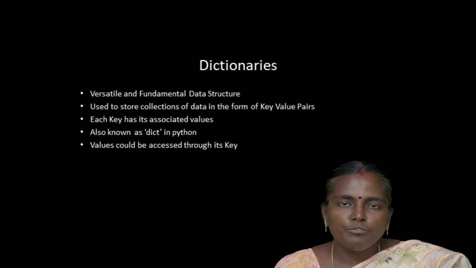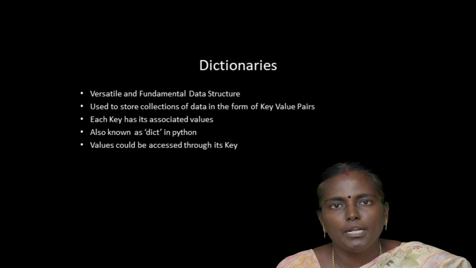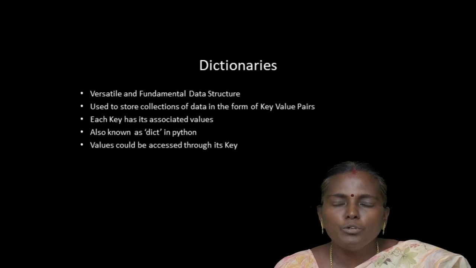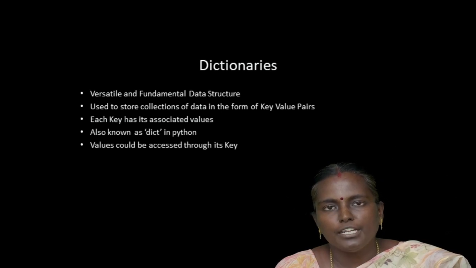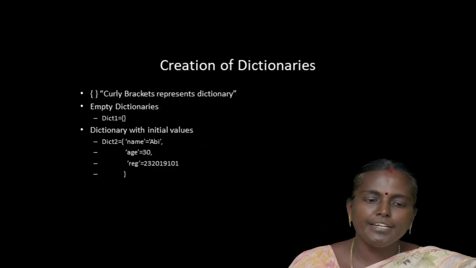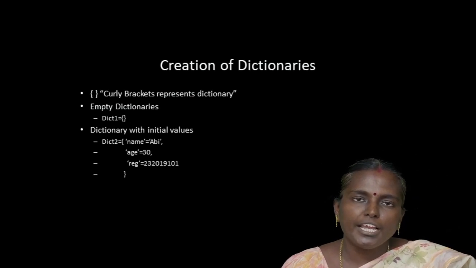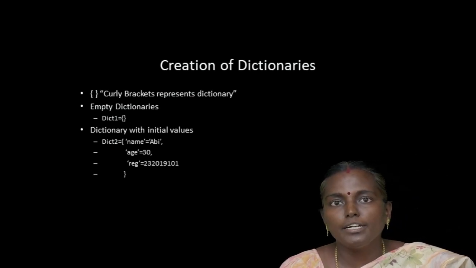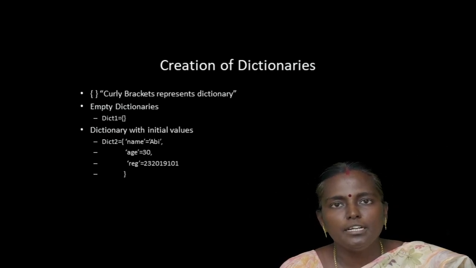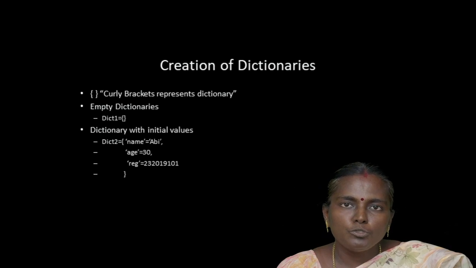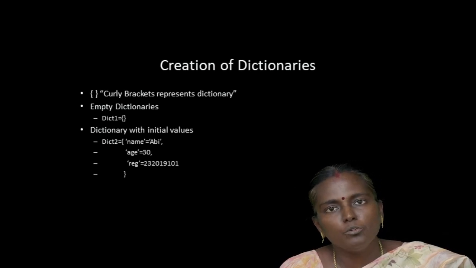If you want to fetch the values in a dictionary, it could be done with the help of keys only. Without knowing the key name, you cannot get the value in a dictionary. So let us see how to create a dictionary in Python. To create a dictionary, you can use an opening and closing curly bracket, which will create an empty dictionary in Python. If you want to store a dictionary with some initial values, that could also be done in Python.